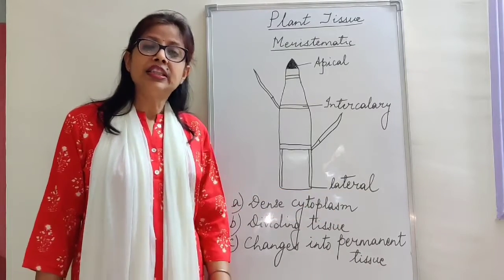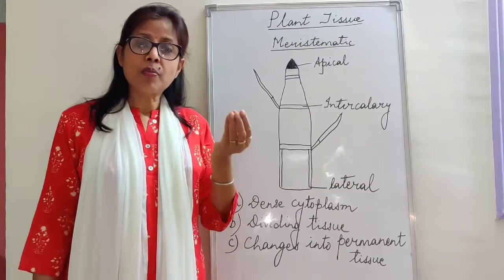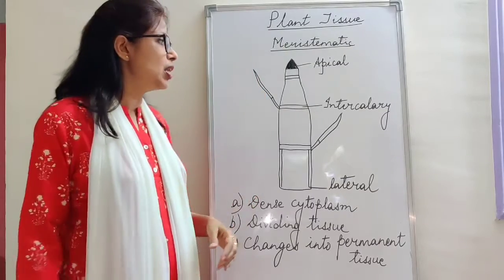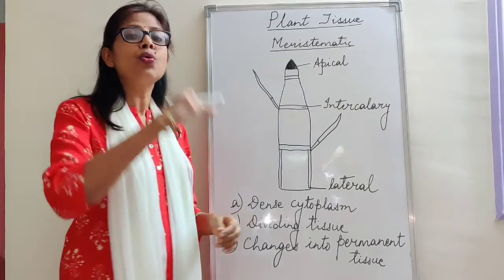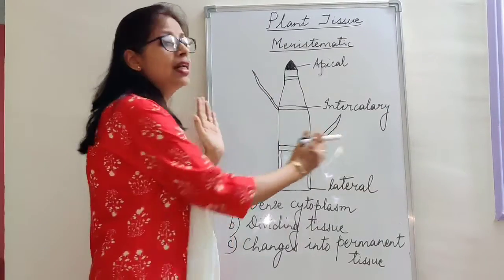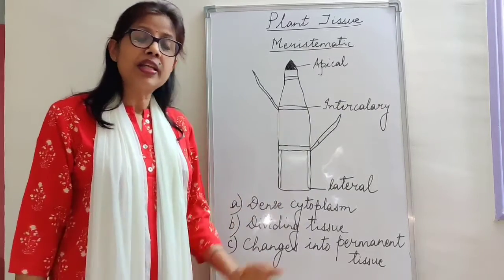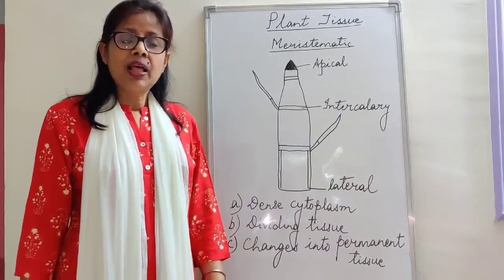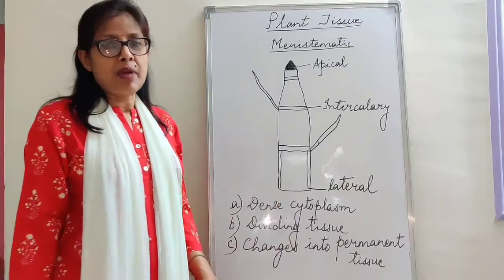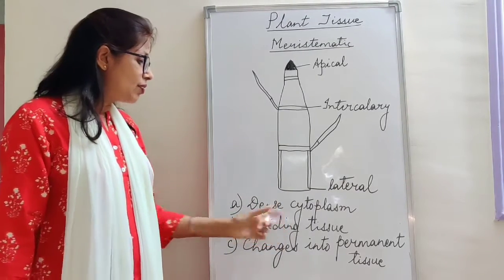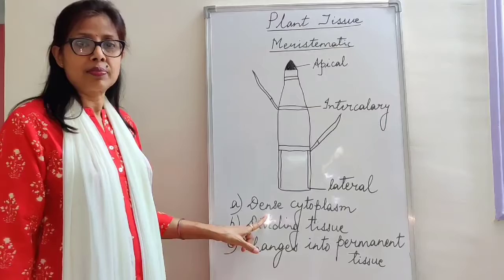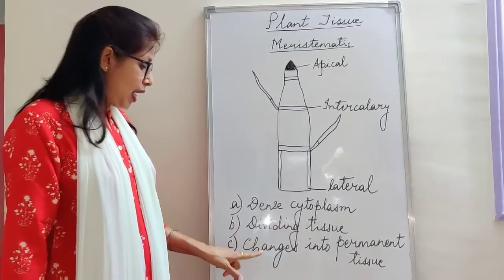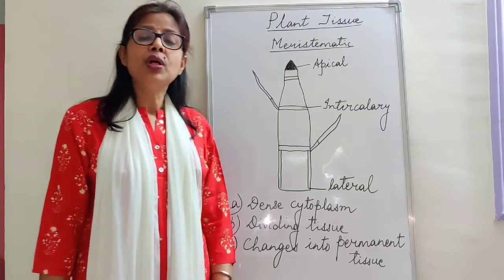Normally, when the plant grows from a small seedling or a sapling to a huge tree, the plant needs to grow in height as well as in girth. So these meristematic tissues are present at different levels. The characters of meristematic tissue are: they have a dense cytoplasm, they are dividing tissue, and they change into permanent tissue.